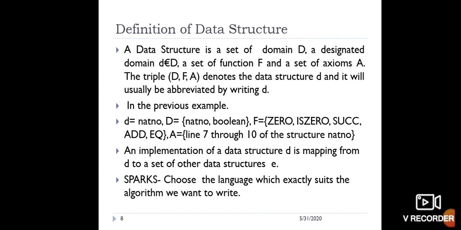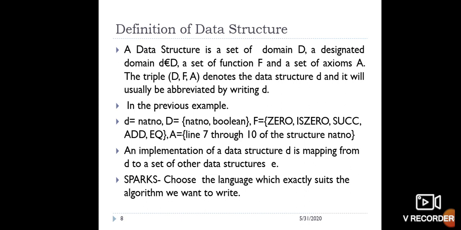You're going to formulate what you're using there, that is natural number. So you're going to create a data structure for natural number. D is the domain. What domain are you using there? That is natural number and Boolean. So you are specifying that.